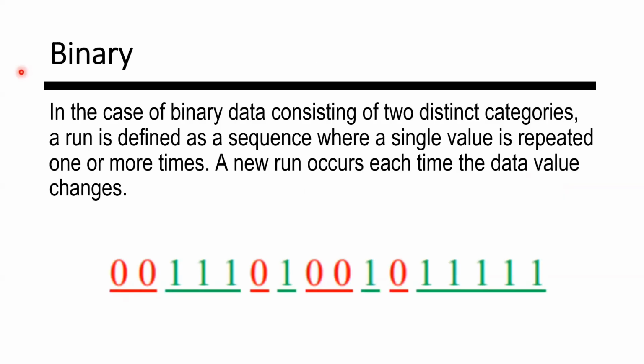In the case of binary data consisting of two distinct categories, a run is defined as a sequence where a single value is repeated one or more times. A new run occurs each time the data value changes.